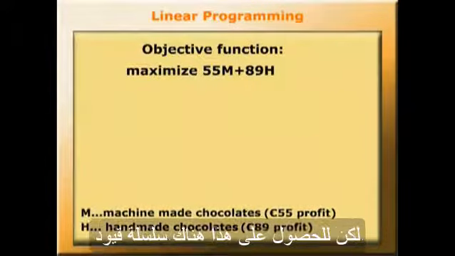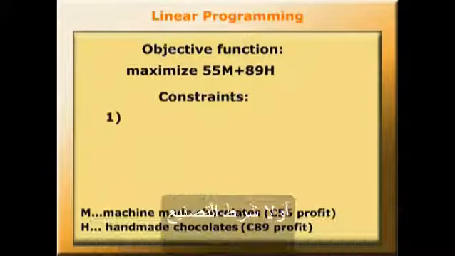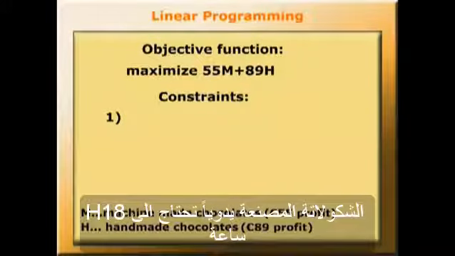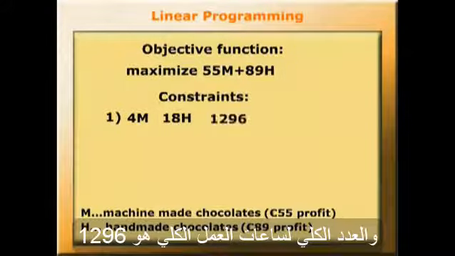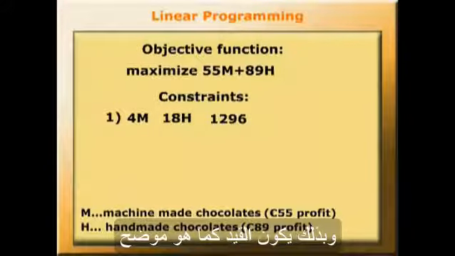But he has to do this within a series of constraints. First, there's a labour constraint. The handmade chocolates, H, need 18 hours for each batch, and M needs 4 hours for each batch. And the total hours available is 1296. So the constraint is 4M plus 18H is equal to or less than 1296.